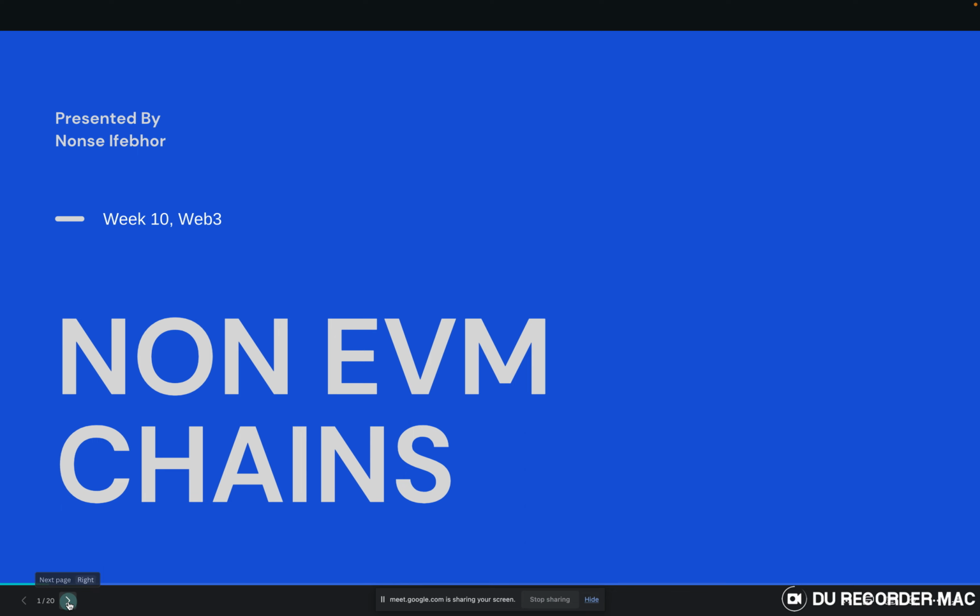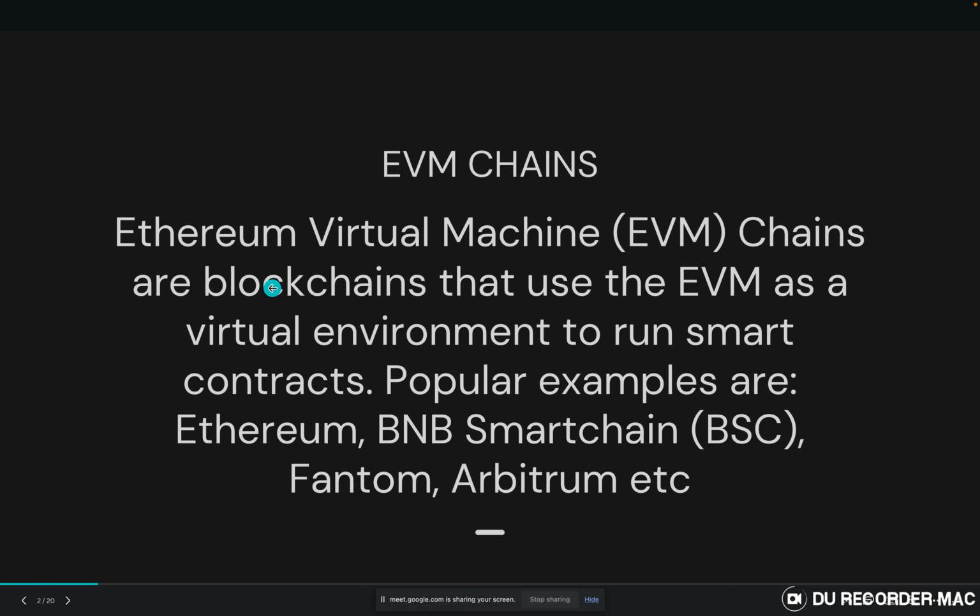First of all, we are going to talk about non-EVM chains, but we need to know what EVM chains are. The Ethereum virtual machine is called the EVM, right? EVM chains are blockchains that use the EVM as the virtual environment to run smart contracts. Popular examples are Ethereum, BNB Smart Chain, Phantom, and Arbitrum.